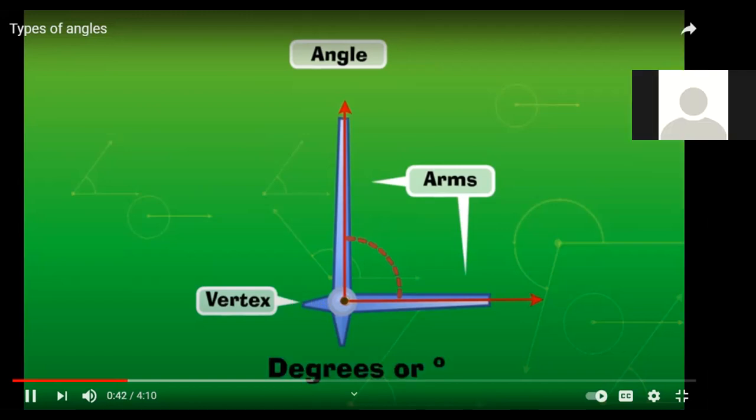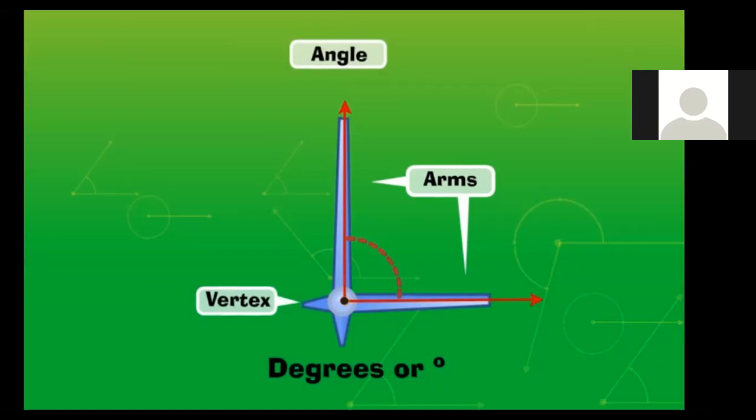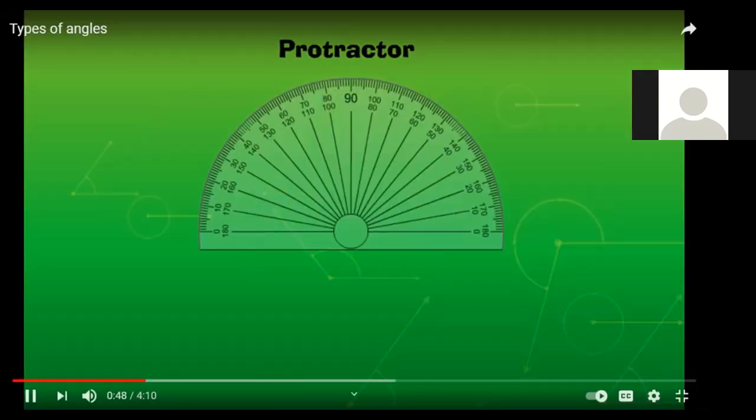We measure angles in degrees. To measure an angle, we use an instrument called a protractor. Next year, we're going to study the protractor, this tool for measuring the degrees of an angle.